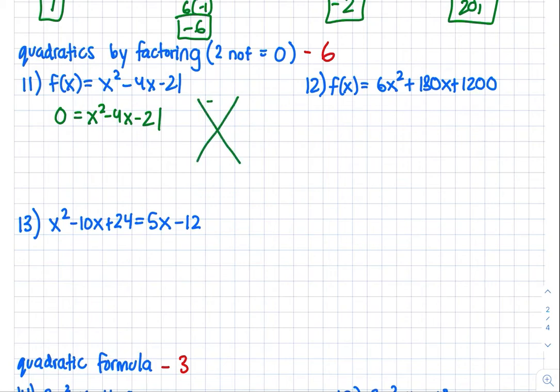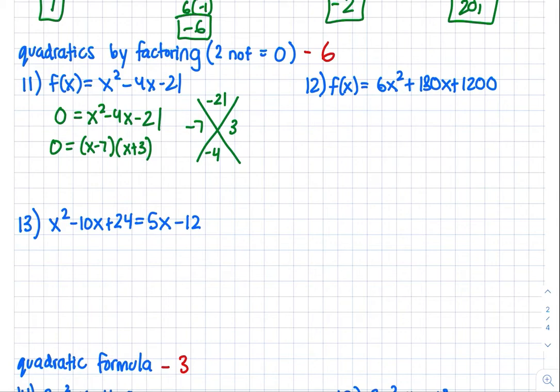The top is negative 21. The bottom is the middle term, negative 4. Two things that multiply to negative 21 but added together give you negative 4. That's negative 7 and 3. 0 equals x minus 7, x plus 3. And you are not done. All you did was factor, right?